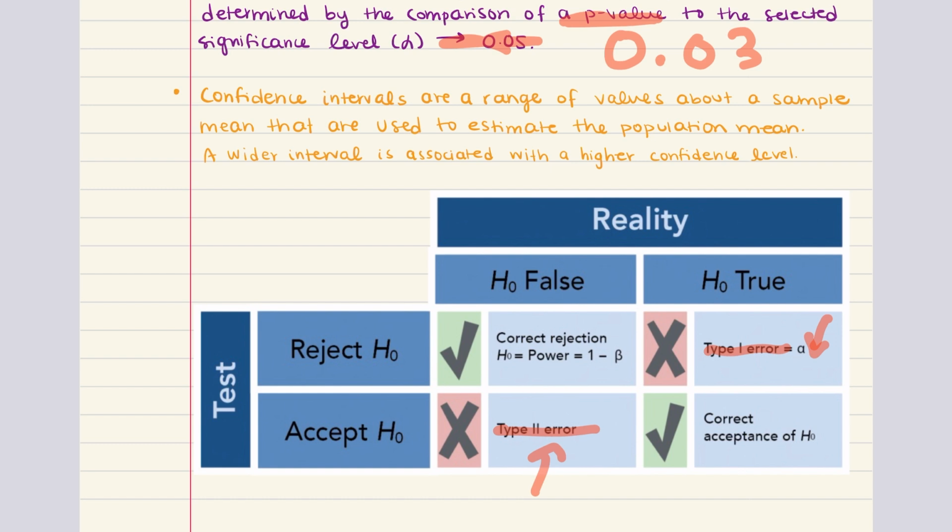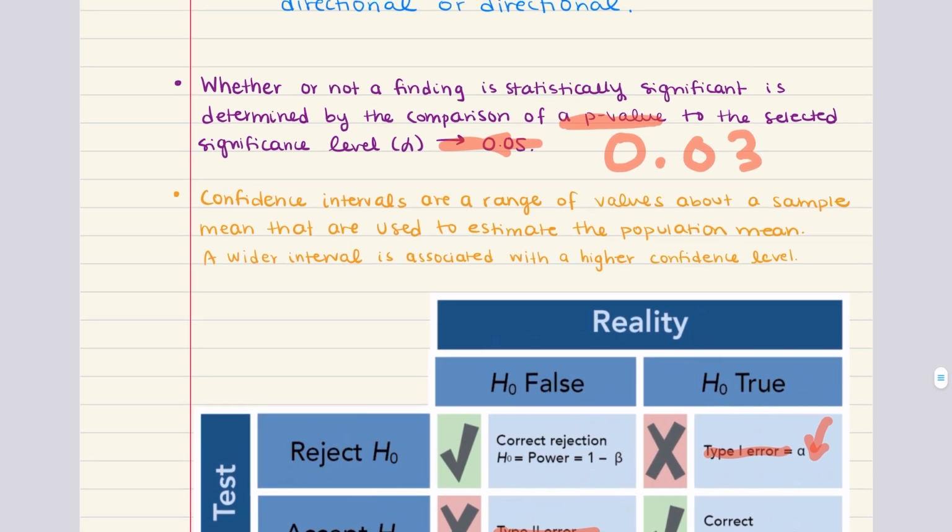These errors are really important to understand because they highlight the balance between statistical power and the probability of making mistakes in hypothesis testing. Statistical power is the probability of correctly rejecting the null hypothesis when it is false. Increasing the sample size or the effect size can enhance statistical power, which can reduce the likelihood of type 2 errors.